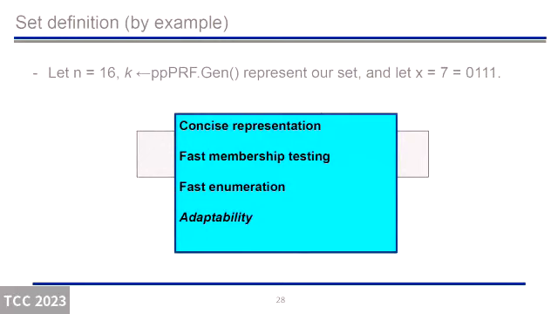Cool. So what we wanted initially was concise representation, fast membership testing, fast enumeration, and adaptability. Let's look at where we are right now. We have sets with a concise representation, assuming that this PRF key is small. We have fast membership testing by definition. We hand-waved fast enumeration, but we're going to have to settle for that because we want to get to adaptability.